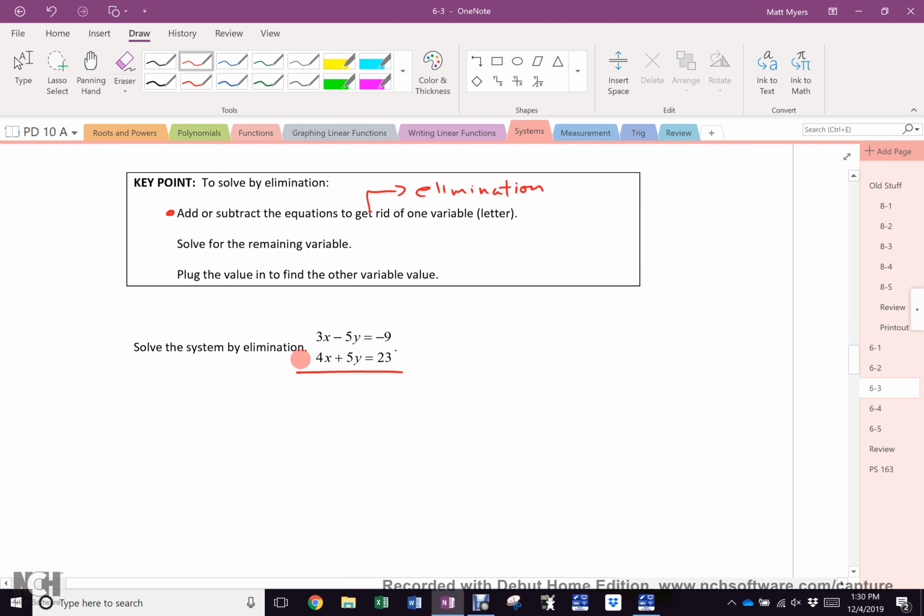So are we going to add or subtract? Why is it add? Because they're opposites. And when you add opposites, you get 0. So let us add. And what is my new equation? 7x equals 14. Now what will you do? You will solve for the remaining variable. x equals 2. What does that mean?